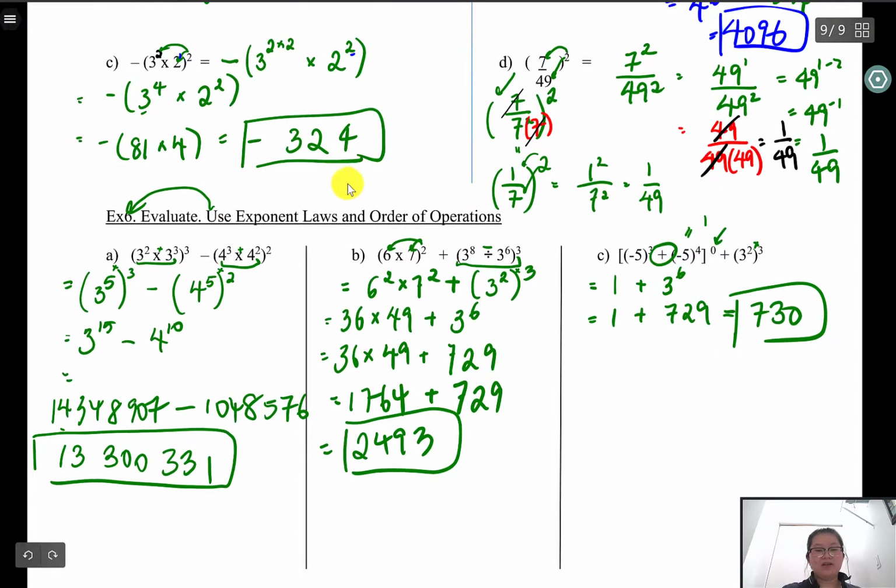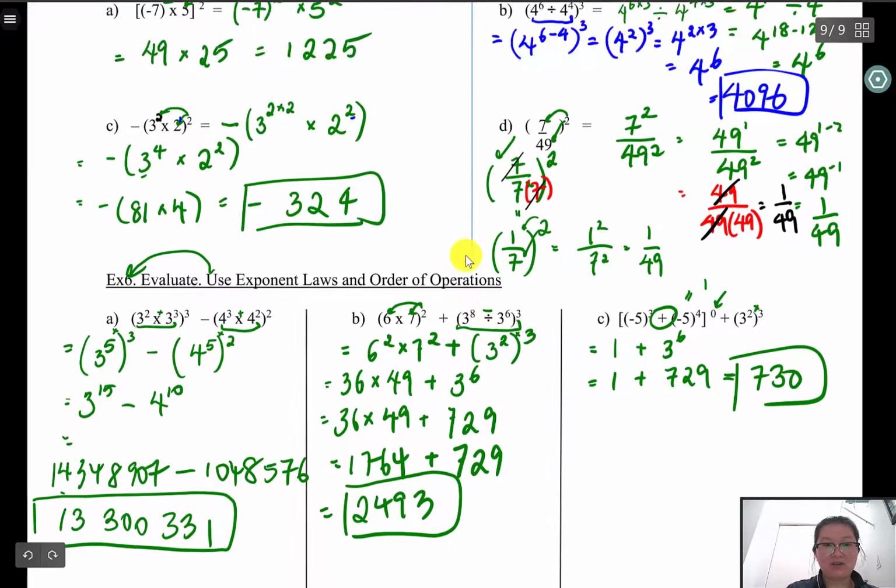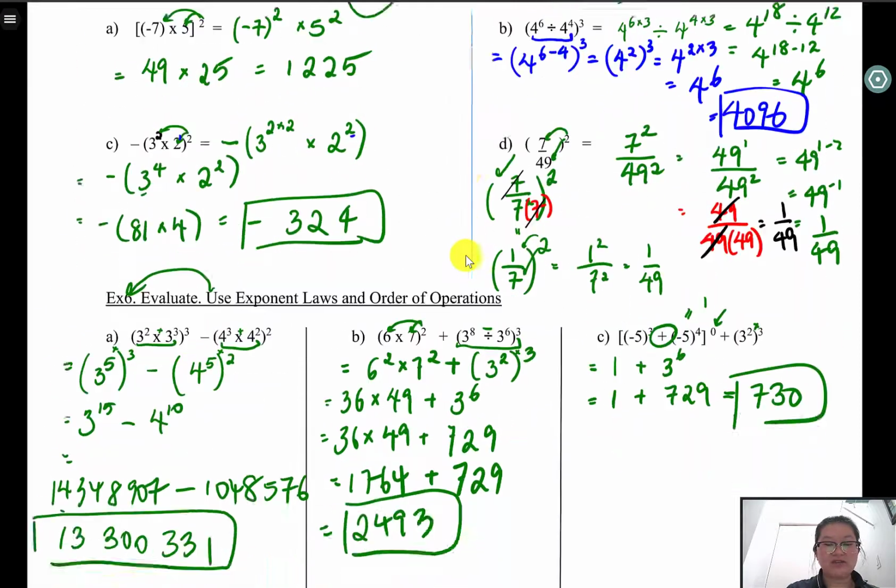All right, so here we go. Here are the examples, and that is the end, folks. That's all for section 2.5.